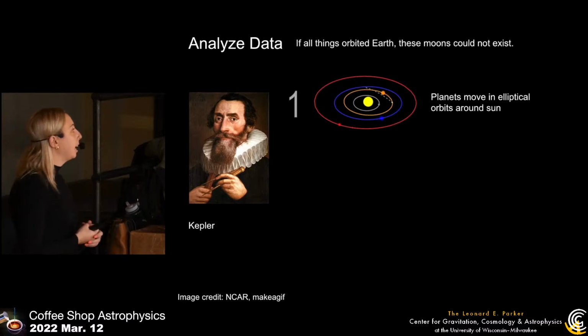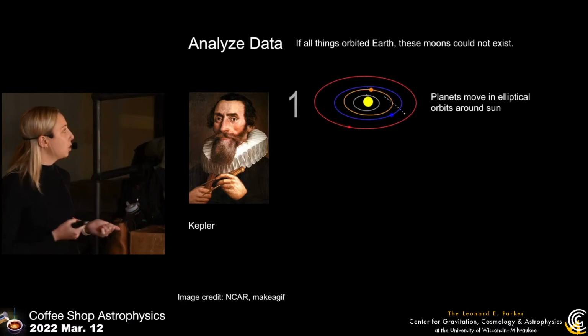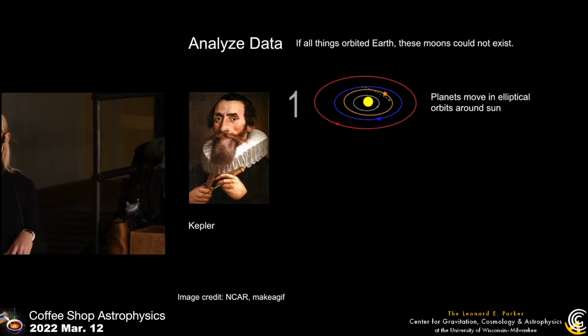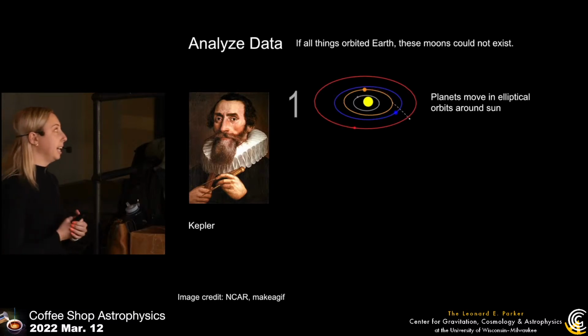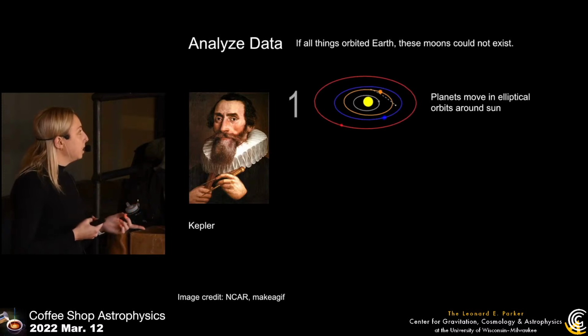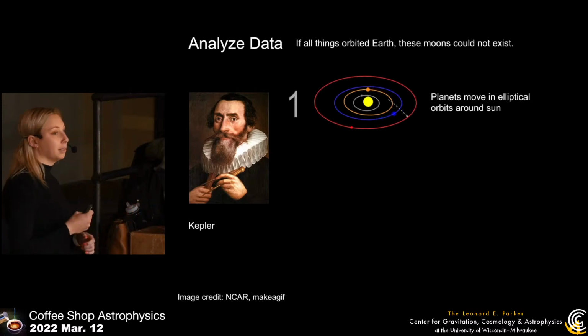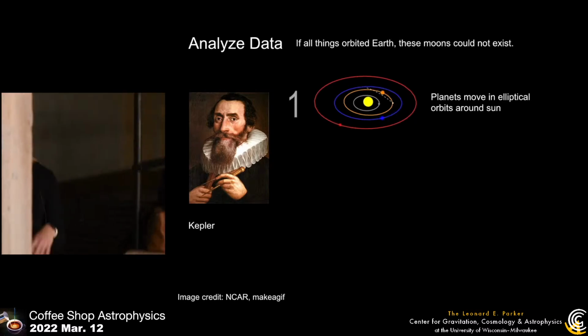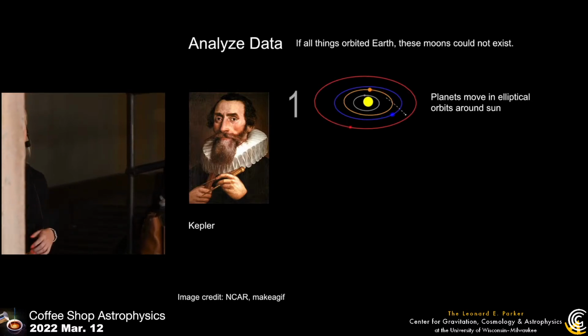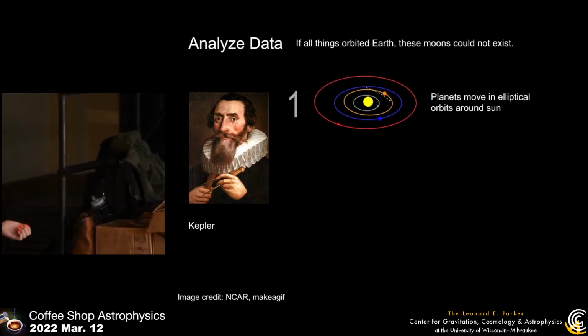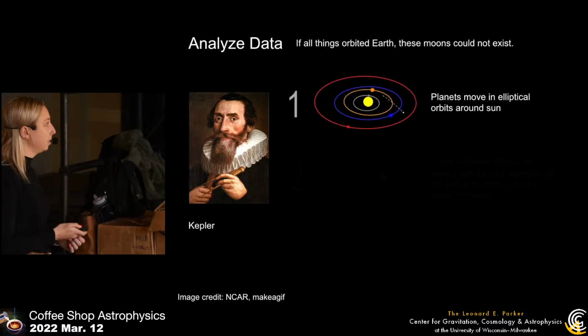So around the same time, a German mathematician, Johannes Kepler, used this same idea that the sun was at the center and came up with 3 mathematical laws to describe the orbits of the planets with the sun at the center. These are still laws that we use in physics today. So the first is that planets move in elliptical orbits around the sun. So before this, planets were assumed to move in circular orbits, but he actually found that they're more elliptical.